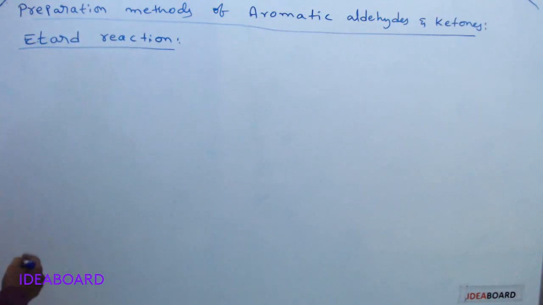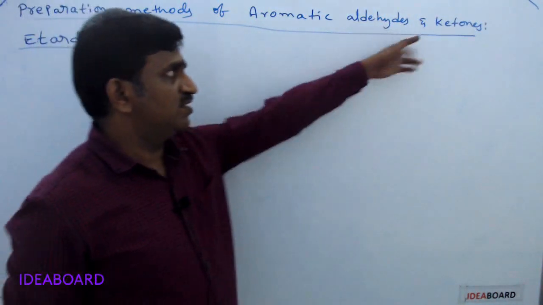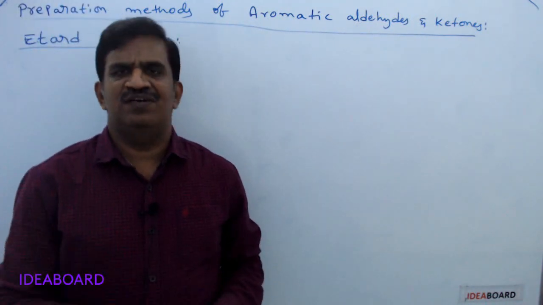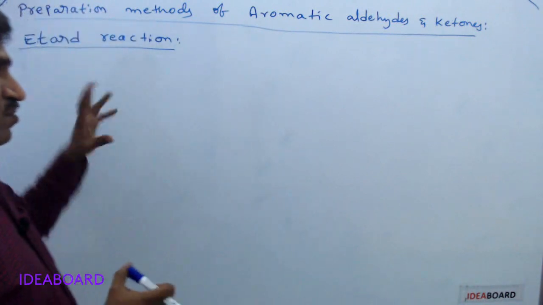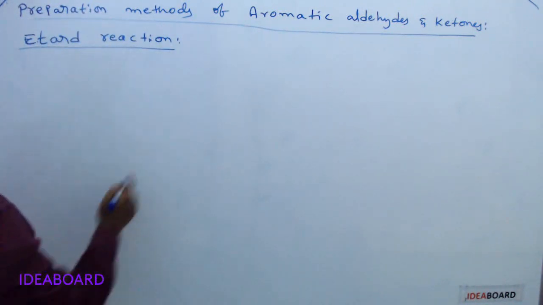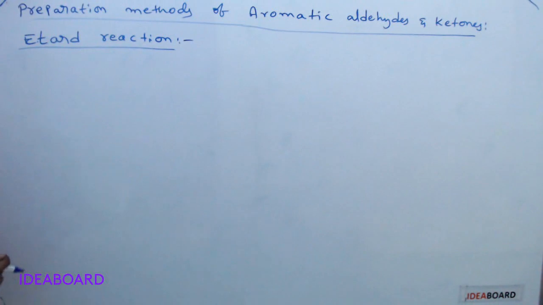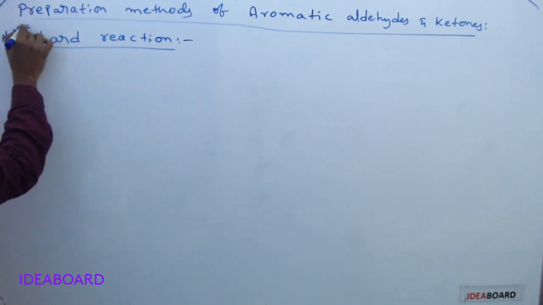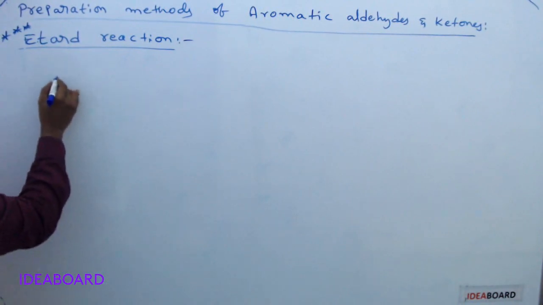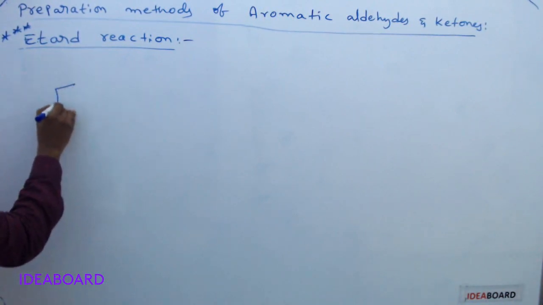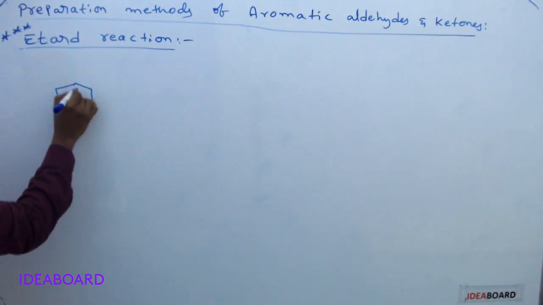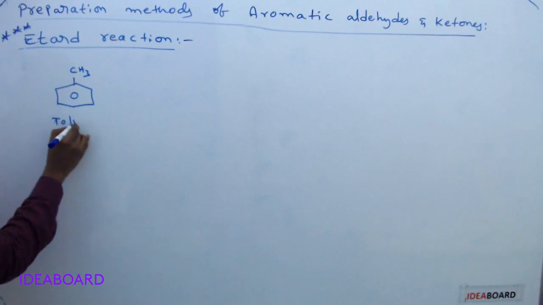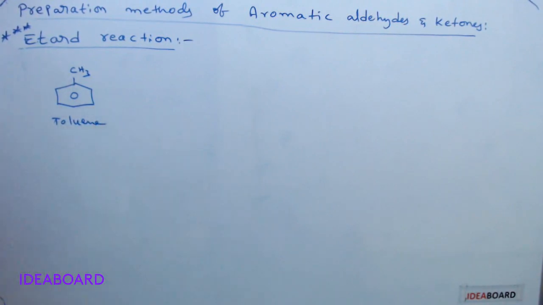The next one: preparation methods of aromatic aldehydes and ketones. We gave some methods already in the aliphatic aldehydes and ketones, but there are some more special methods only for aromatic aldehydes and ketones. The first and important named reaction is the Etard reaction. Here the Etard reaction is mainly for alkyl benzenes. We take methyl benzene, which is called toluene.